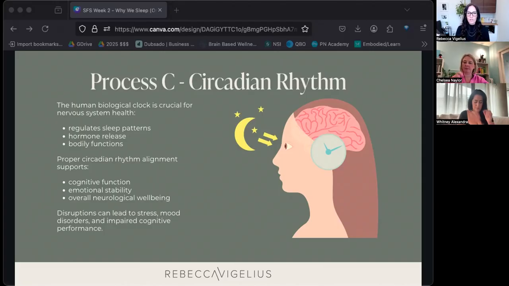So the biological clock is like this master conductor and it regulates all of our systems, like sleep patterns and hormone production and appetite and digestion and bowel movements and body temperature. And when we're aligned with this rhythm, we typically sleep well. Our hormones function correctly, our bodily functions run smoothly.